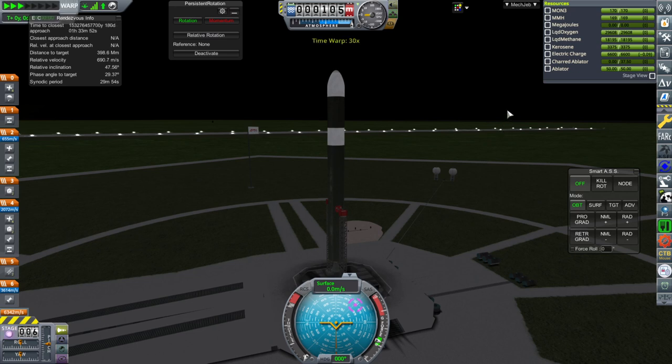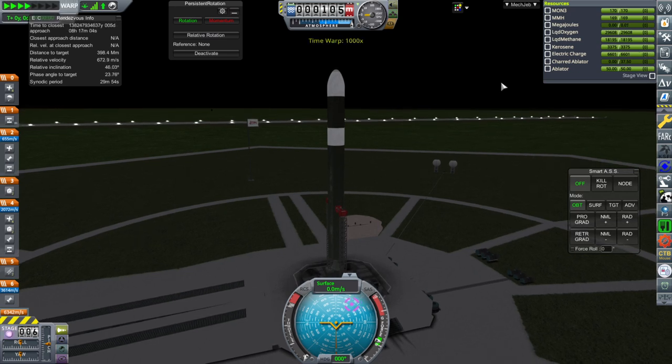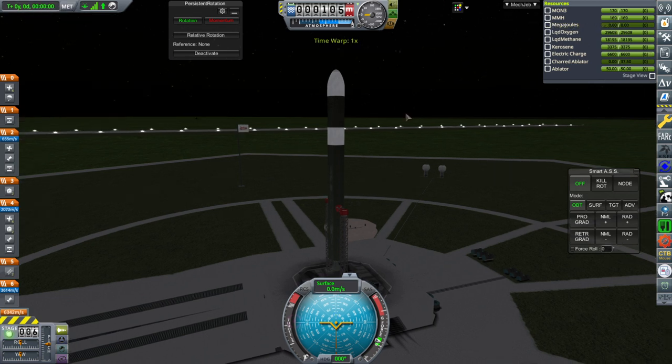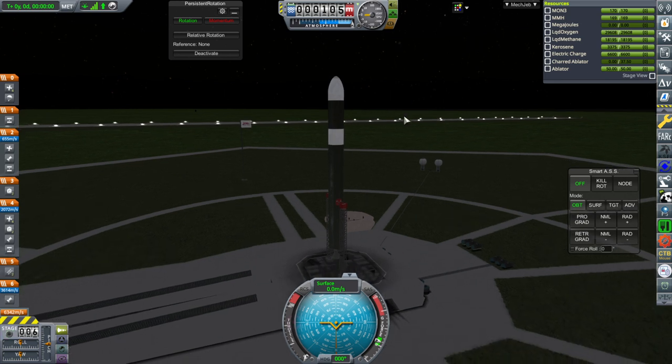Okay, I'm lining up with the moon as is my usual tendency for interplanetary missions. Still a nighttime launch, unfortunately. Well, that'll be close enough. Okay. Let's find out. Throttle up, SAS on.